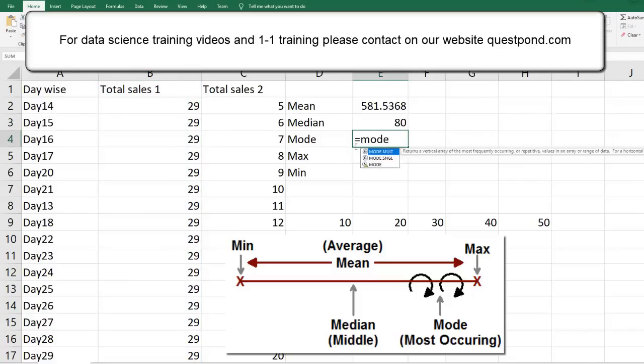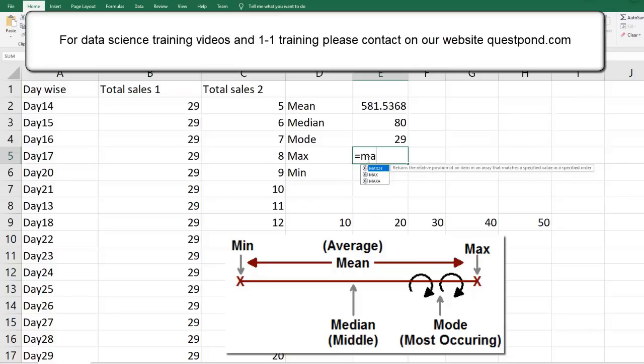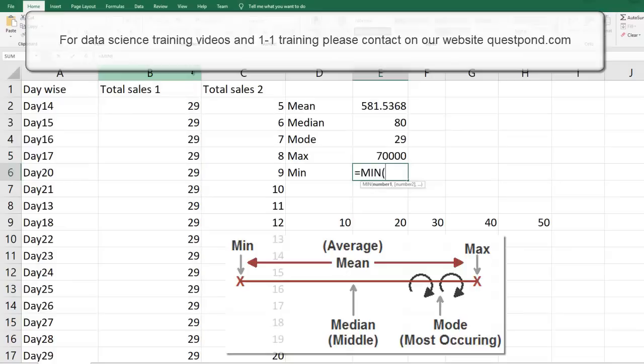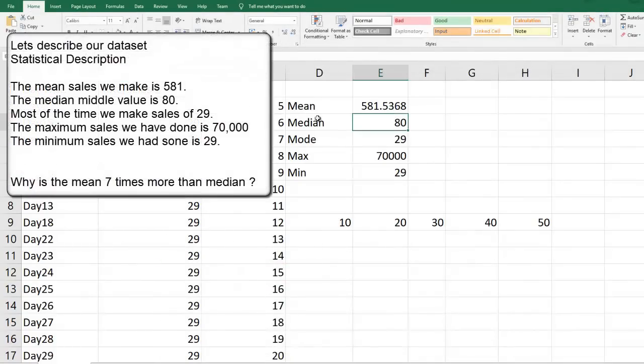Mode, I think I have already explained in the previous class. Mode helps you find the most repetitive value in your data set, for example, in this case it is 29. Then the max value, the maximum value in the data set, and the mean value. So you can see now, these 5 formulas give me the statistical description of my data.